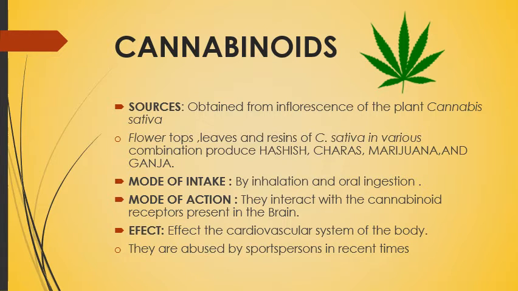The source is obtained from the inflorescence of the plant Cannabis sativa, and the flat tops, leaves and resins of this plant in various combinations produce very common drugs, that is hashish, charas, then marijuana and ganja. You must have heard the names charas, ganja. Mode of intake is by inhalation and oral ingestion, in the form of grinding the leaves and eating them, or putting them in thandai, in milk, and drinking and enjoying it, that is what is called cannabinoids.